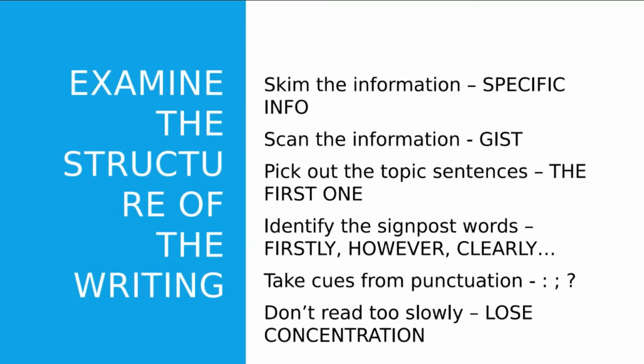Examine the structure of the writing. Okay, so skim the information. If you're looking for specific information like fire testing or heat dissipation, skim through for those, or scan the information for the overall gist. Pick out the topic sentences, the first one, and identify the signpost words: firstly, however, clearly. Take cues from the punctuation. If there's a colon there, you know there's going to be a list that follows. So have a look for colons and semicolons.